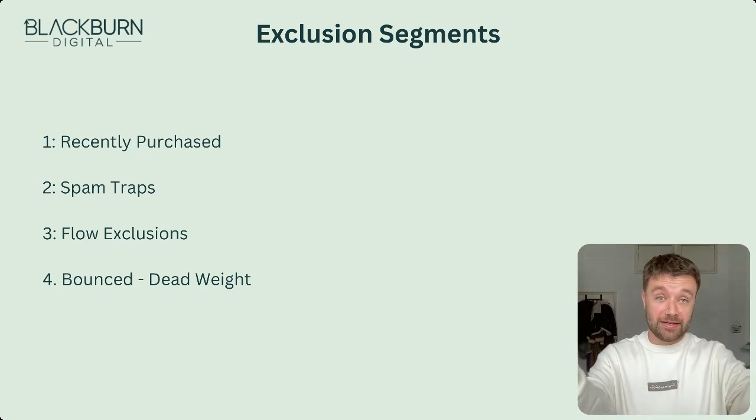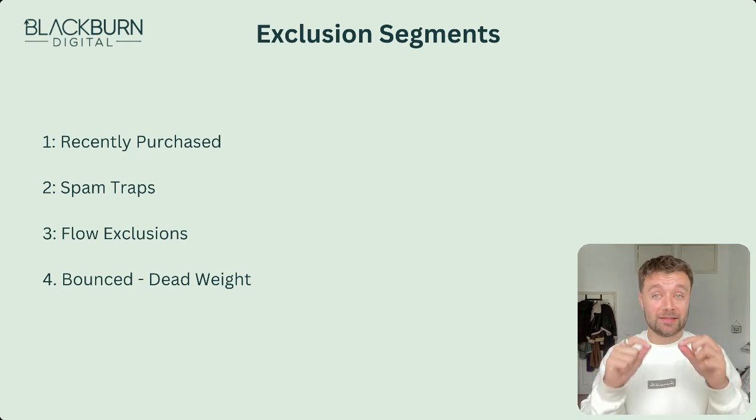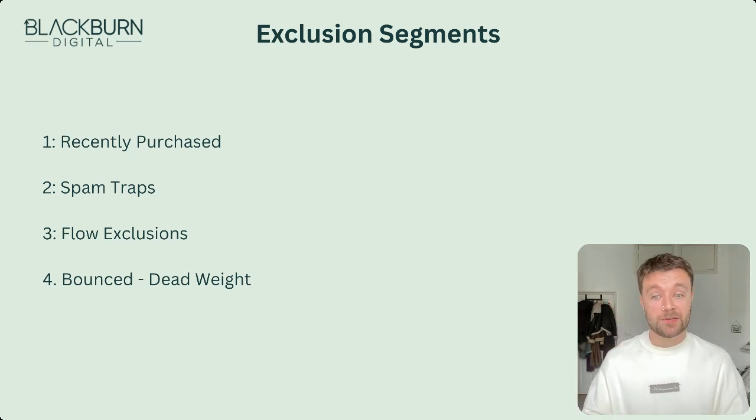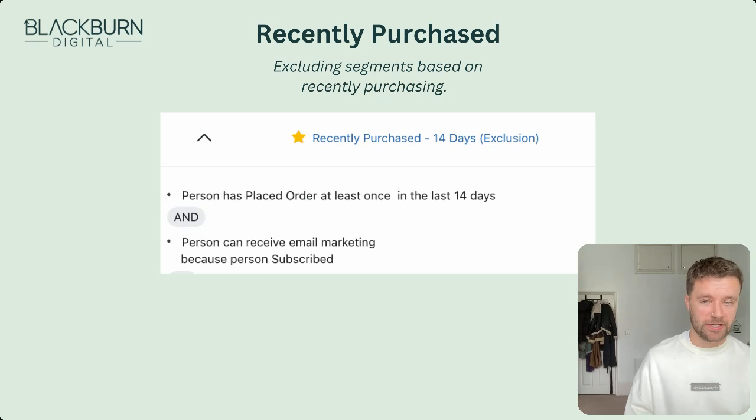You've sent it to your 90-day engage, but you also don't want to send it to the following groups. The ones we're going to go over are recently purchased, spam traps, flow exclusions, and bounced and deadweight emails. So let's start. Recently purchased.